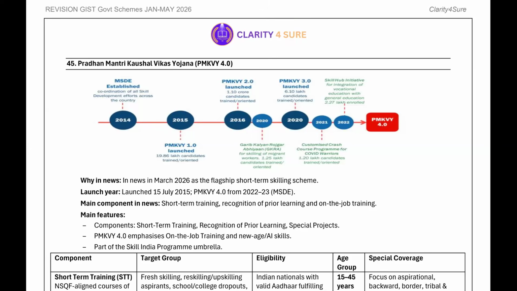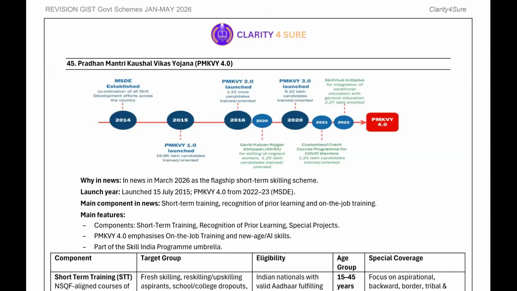So please try to understand the key features for this. It is providing the Pradhan Mantri Kaushal Vikas Yojana. It is a flagship Skill India program. It provides short term training, that is STT. ठीक है, क्या provide कर रहा है? Short term training, that is STT. Recognition of prior learning, that is RPL. Focus on AI and future skills. It will be focused on AI and future skill.